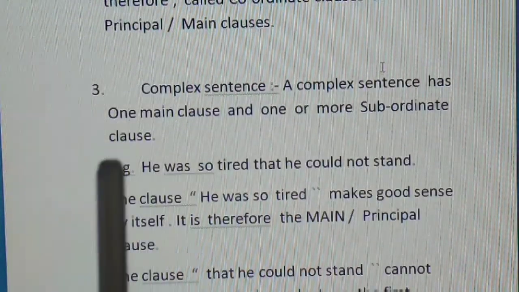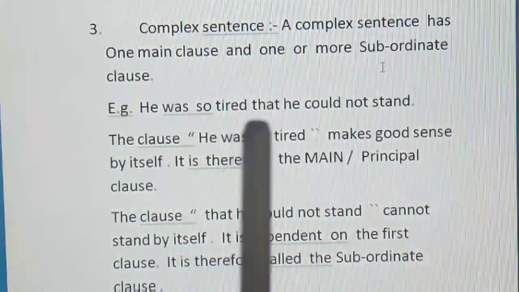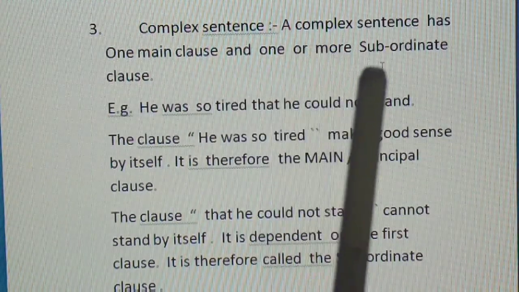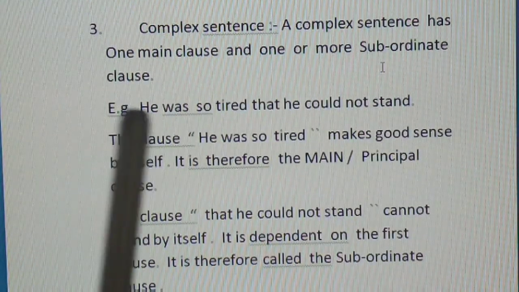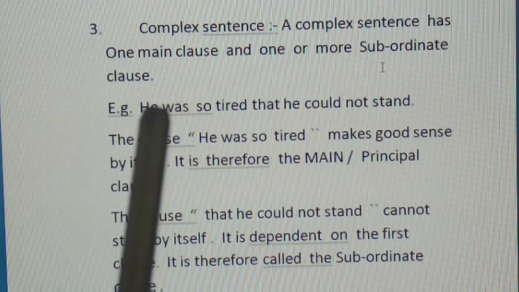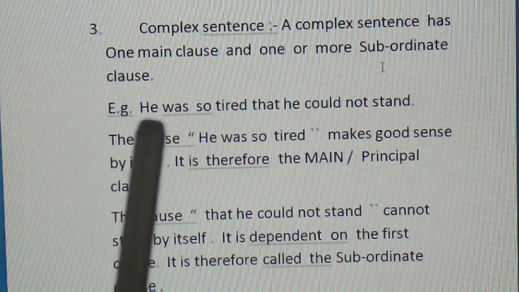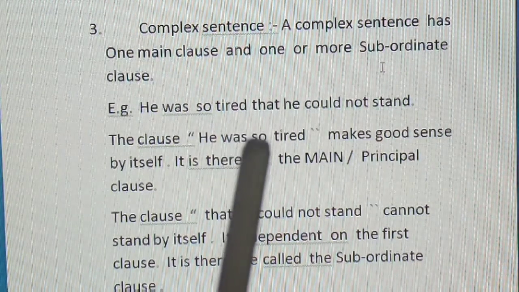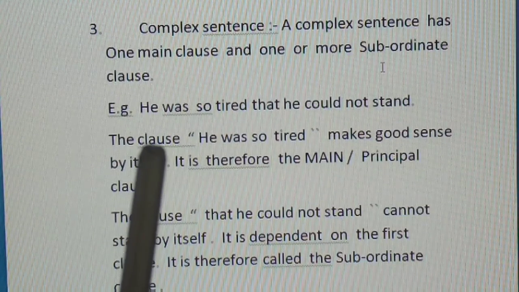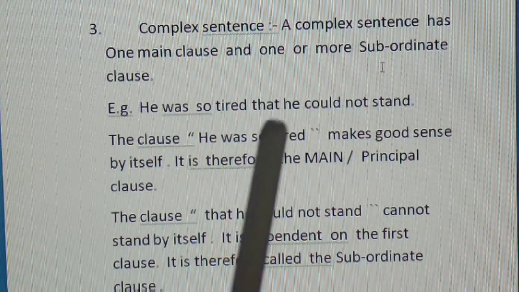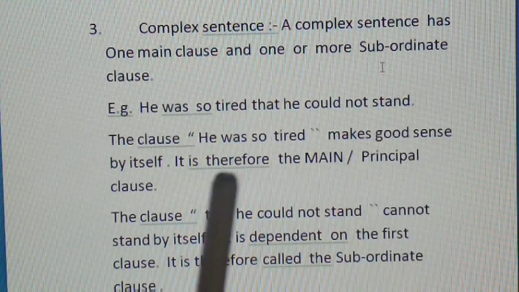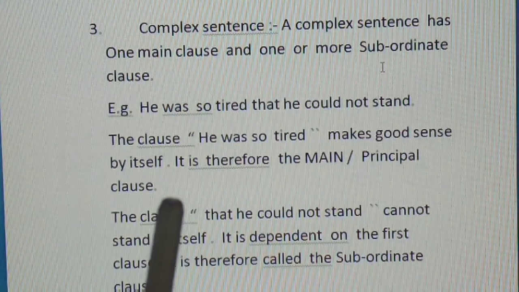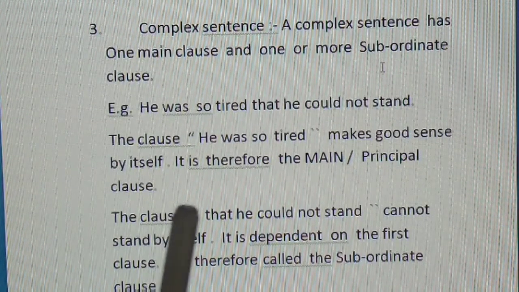Now let's hear the third, complex sentence. What is a complex sentence? Here a complex sentence has one main clause and one or more subordinate clauses. Complex sentence hota hai jisme ek main clause hoti hai and one or more than one subordinate clauses bhi hoti hain. For example, he was so tired that he could not stand, right? He was so tired. Here the main clause kya hai? He was so tired. Makes good sense by itself. Apne aap mein khud sense deta hai. That's why it is the main or principal clause.